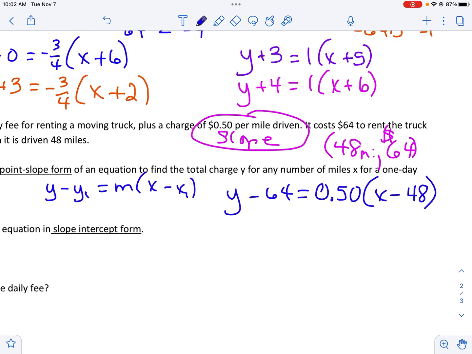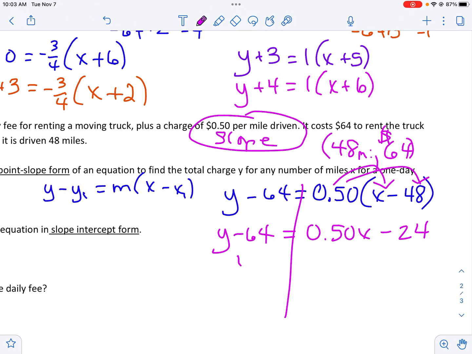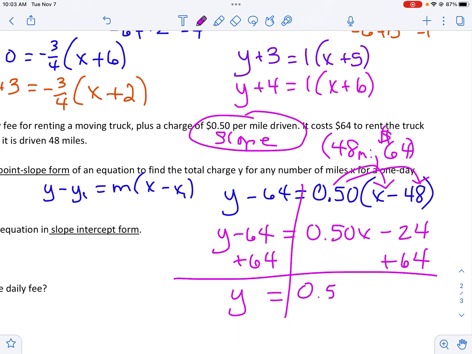Now we're going to actually solve that math problem and work it out. So let me switch so you can see what I'm doing. We'll then take this times this and this times this. So that would be 50 cents x. Half of 48 would be 24. And now it's letters on both sides, so we're going to add your 64. Y is equal to 0.50 x, and then 64 minus 24 would give me 40.